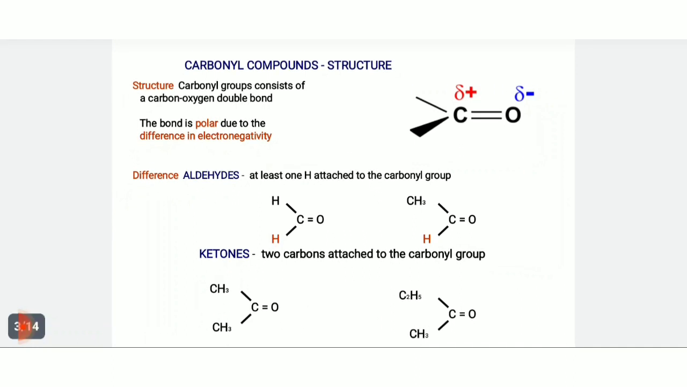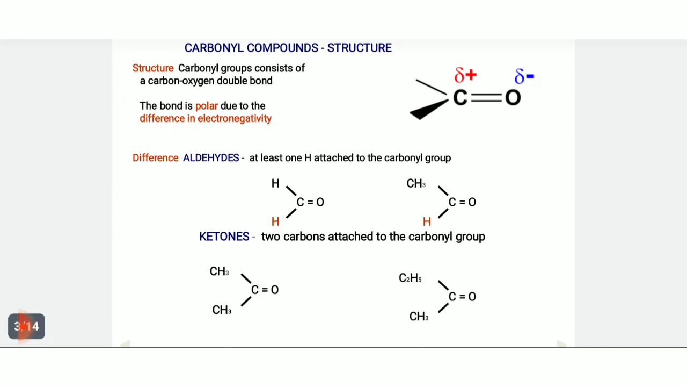Differences between aldehyde and ketone. At least one hydrogen atom attached to the carbonyl group is called an aldehyde. For example, formaldehyde, acetaldehyde. Two carbon atoms attached to the carbonyl group make a ketone. For example, acetone and butanone.